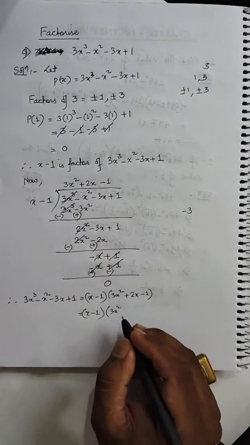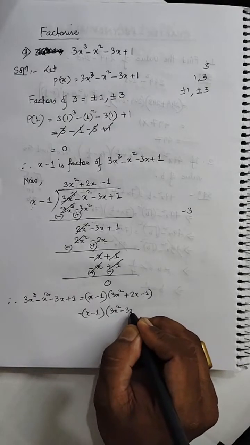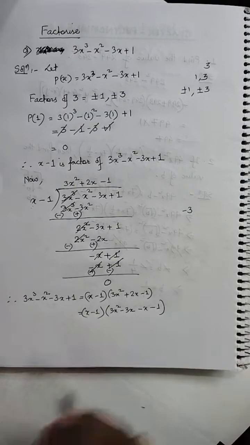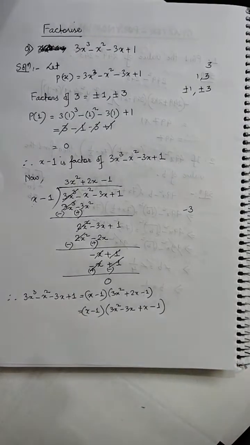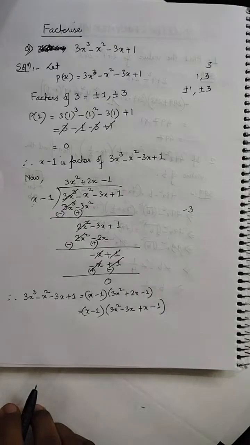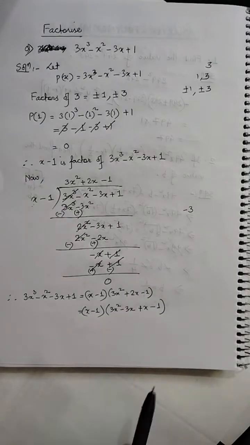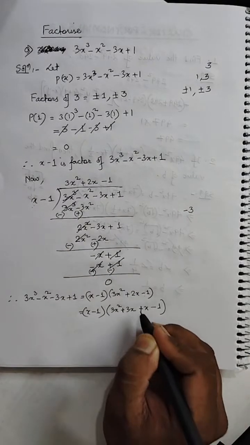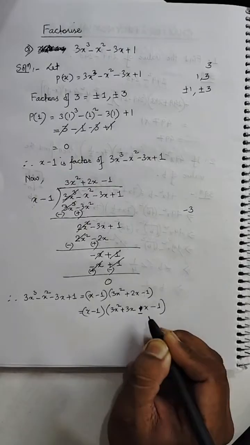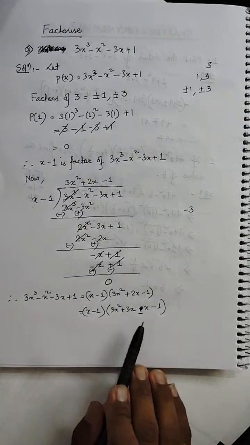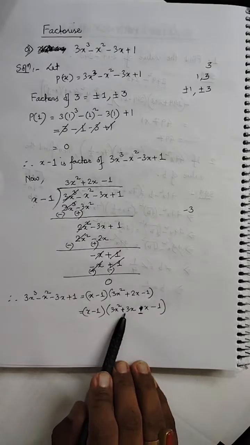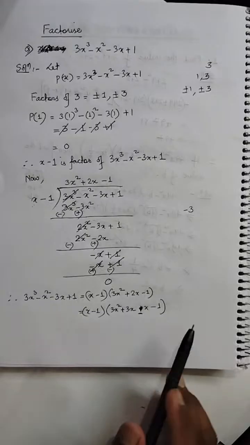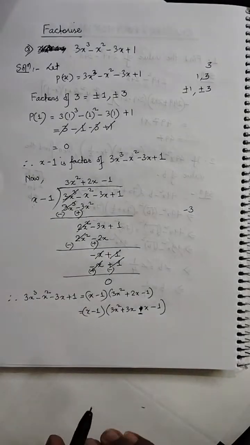So 3x square plus 3x minus x minus 1. Sorry, plus 3x and minus x. Did I write it the opposite way? I think I wrote it the opposite way. So this is plus 2x and minus x. Extremely sorry. So plus 3x and minus x will give us plus 2x, and 3 into minus 1 is minus 3. Okay, so these are our factors.